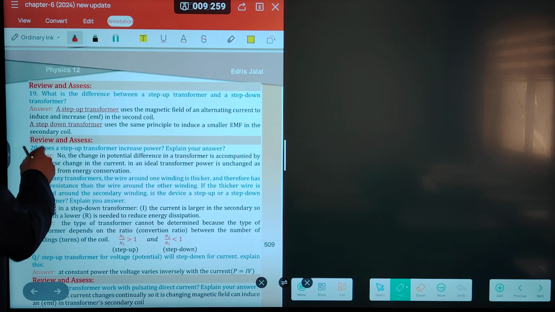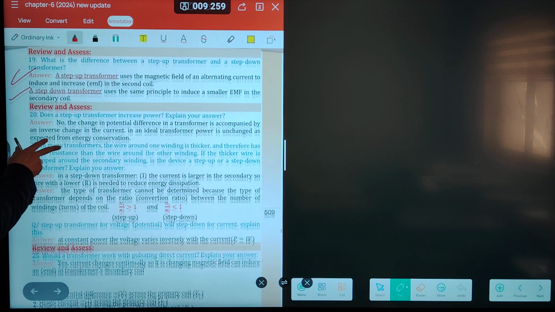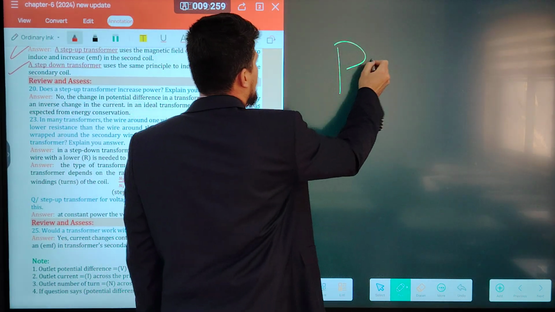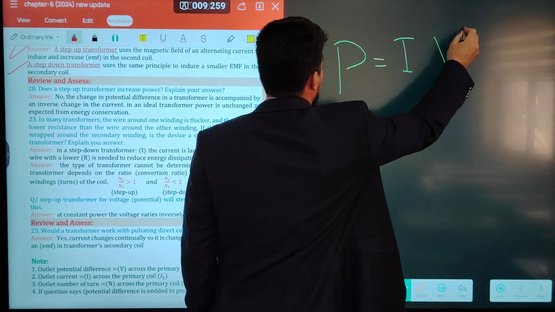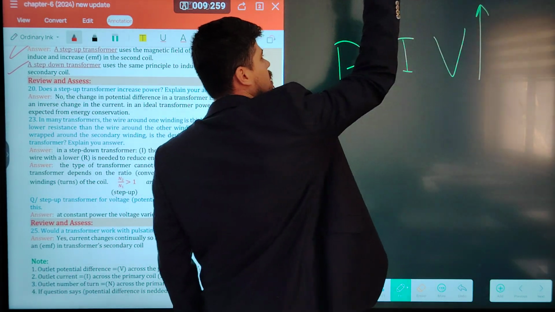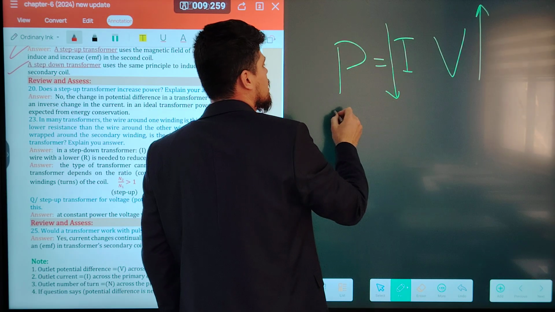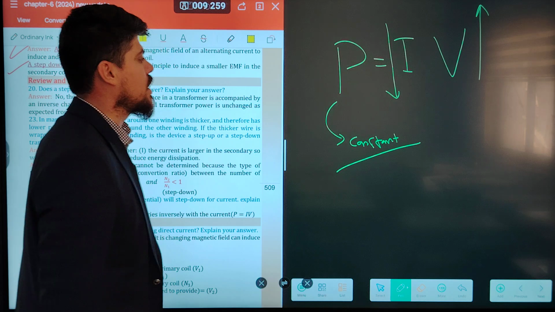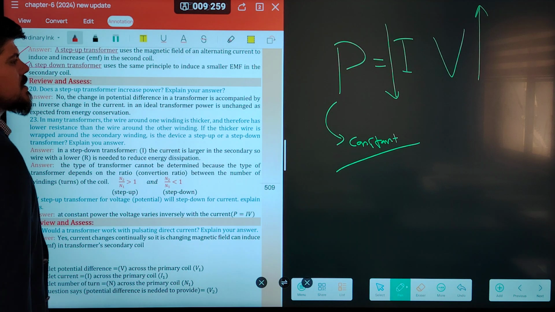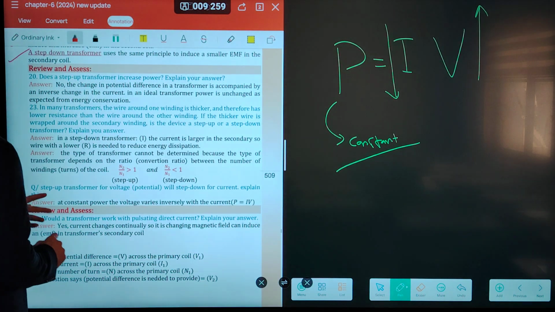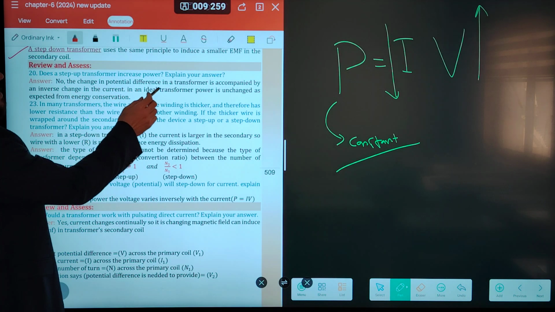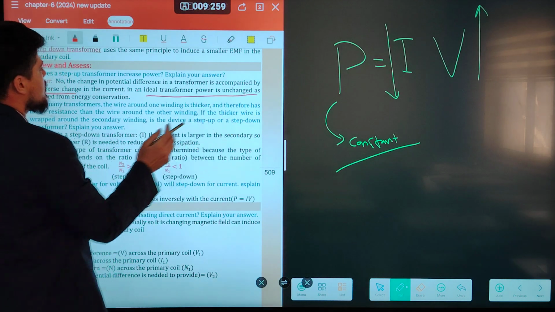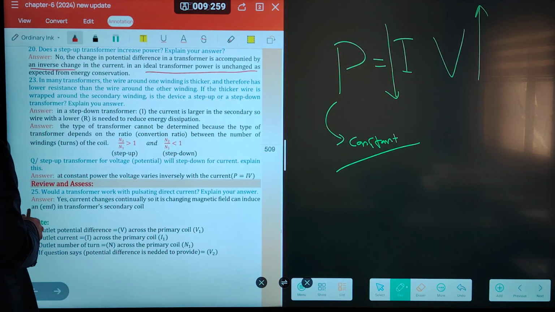What is the difference between step? We studied, okay, we did this question. Does a step-up transformer increase power? No. Because in a step-up transformer, P is equal to IV. What happened to the potential difference? Increases. Current decreased, but power constant. Power doesn't change. But in a real transformer, some of the power is dissipated, but this is not related to this equation. Okay? The change in potential difference in a transformer is accompanied by an inverse change in the current. In an ideal transformer, power is unchanged, as expected from energy conservation.